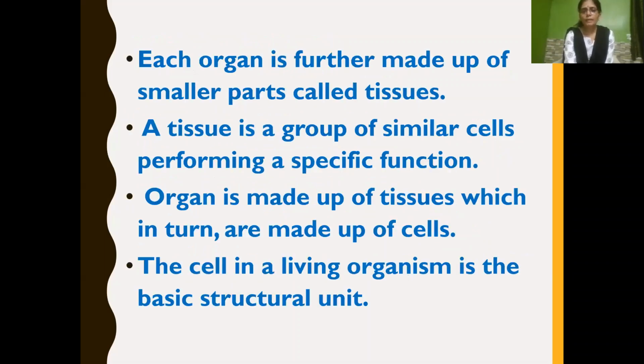So children, till now we have learnt that each organ is made up of smaller parts, which we call tissue. What is tissue? Tissue is a group of similar cells, that is similar cells grouped together and performing a specific function, and tissues grouped together form an organ. That is, an organ is made up of tissues, and tissues in turn are made up of cells. So what is a cell? A cell in a living organism is a basic structural and functional unit.